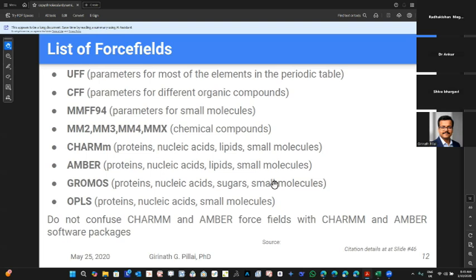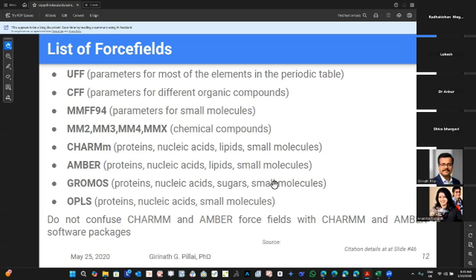These are generalized force fields, which are mainly for all atoms. Accuracy levels are a bit compromised there. But when you're looking at CHARMM, Amber, GROMOS, OPLS, and even OpenFF, as I said last time, these are very well validated and very well benchmarked also.